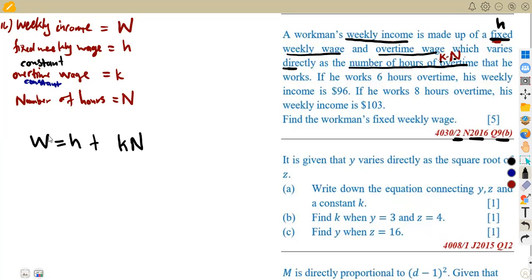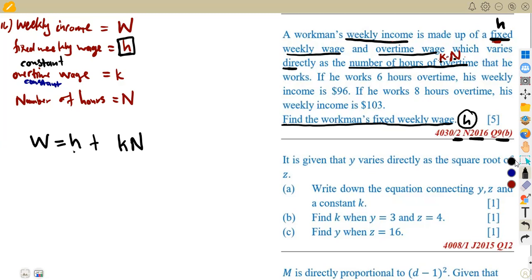All right, so the question now is, if you work 6 hours overtime, his weekly income is 96. If he works 8 hours overtime, his weekly income is 103. Find the workman's fixed weekly wage. And we said our fixed weekly wage is H. So the question is asking us to calculate H, the constant, not to find H and K, just H. The workman's fixed weekly wage is represented by H. So we are simply calculating H.